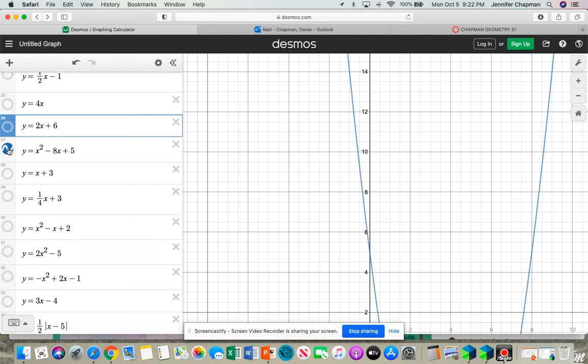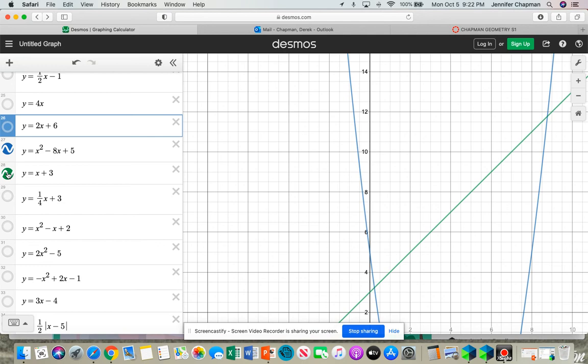All right. 22. Use a graph and tables to solve the equation. Again, I'm not expecting you to do tables like they did in the example problem. I think that's a crazy amount of work, so I'm just going to use the graph.